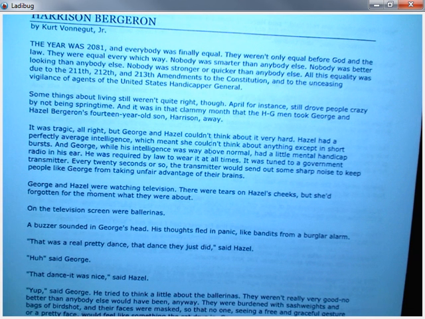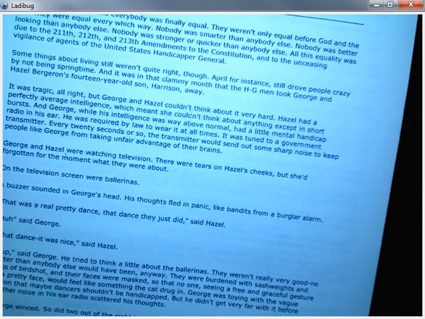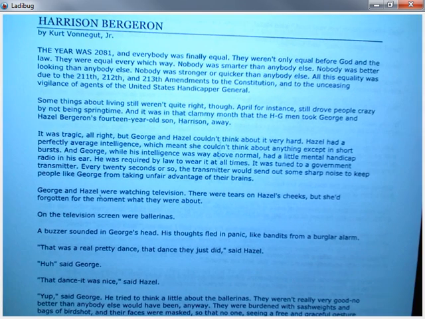Harrison Bergeron by Kurt Vonnegut Jr. The year was 2081, and everybody was finally equal. They weren't only equal before God and the law. They were equal every which way.